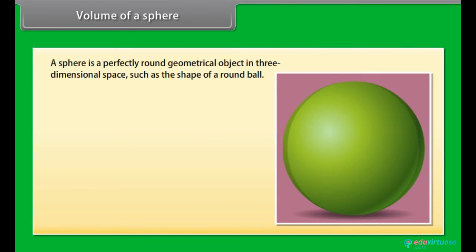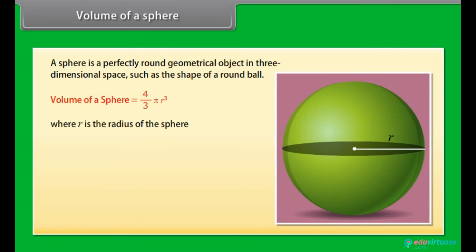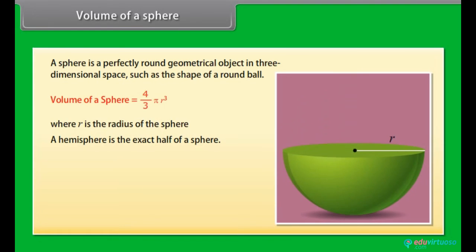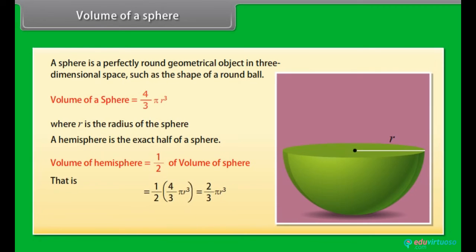Volume of a sphere. A sphere is a perfectly round geometrical object in three-dimensional space, such as the shape of a round ball. The volume of a sphere is given by 4 upon 3 pi r cube, where r is the radius of the sphere. A hemisphere is the exact half of a sphere, and its volume is the half of volume of a sphere. That is, volume of hemisphere is 1 upon 2 into 4 upon 3 into pi r cube, which is equal to 2 upon 3 pi r cube, where r is the radius.